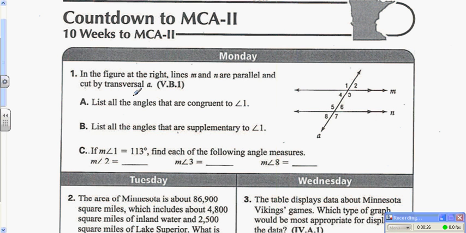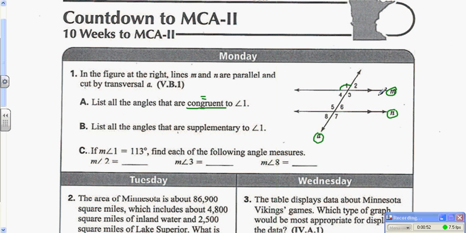First question: in the figure at the right, lines M and N, so here's your lines, are parallel and cut by transversal A. List all angles that are congruent to angle 1. Alright, so here is our angle. We want to find out all the angles that are congruent, which means equal to.